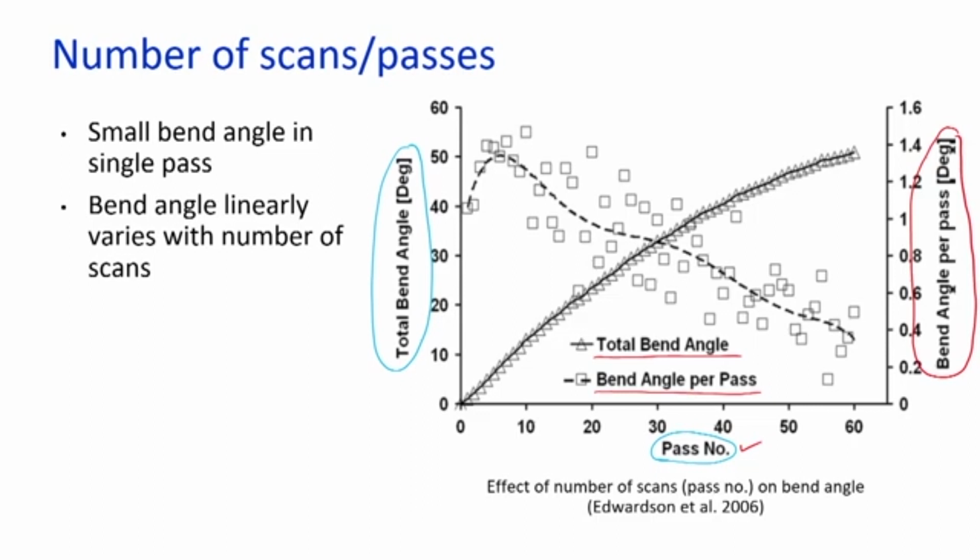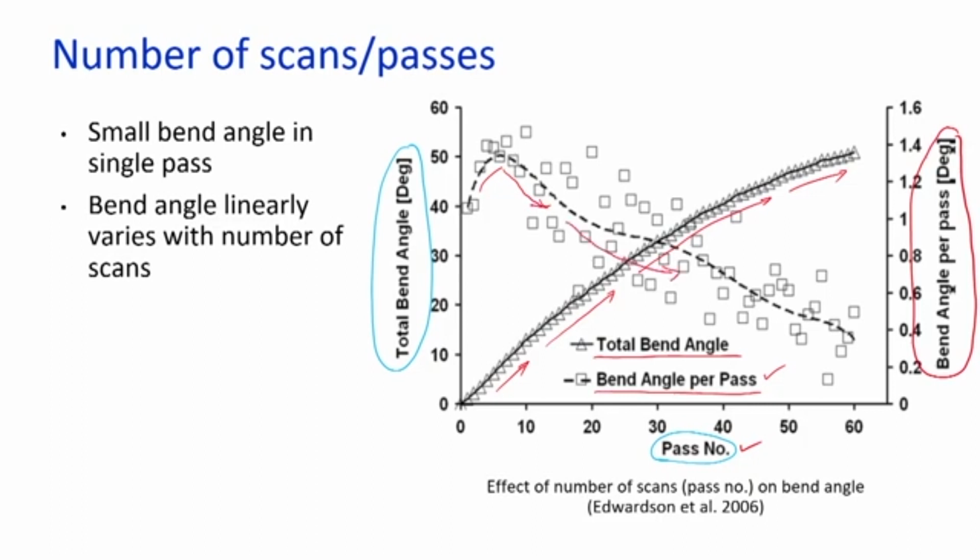So, let us discuss the total bend angle with the pass number. Here you can see the curve for the total bend angle, and as has been noted, the total bend angle is increasing linearly with the pass number. The number of passes is up to 60. Now the next is the bend angle per pass. We can see here the bend angle per pass increases a little bit and then starts reducing.